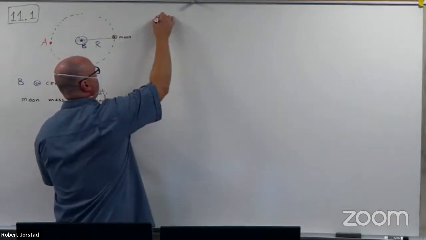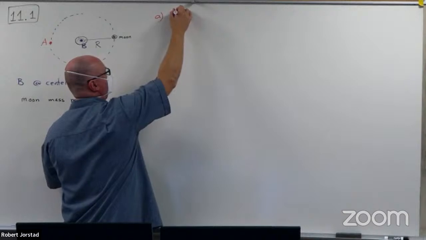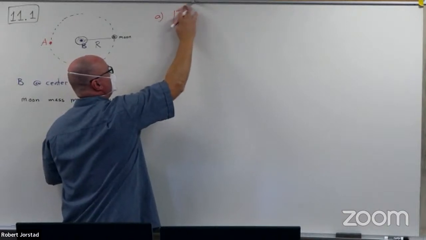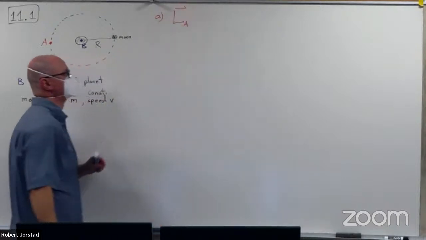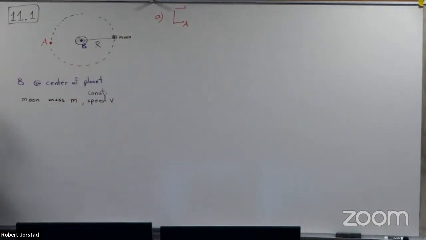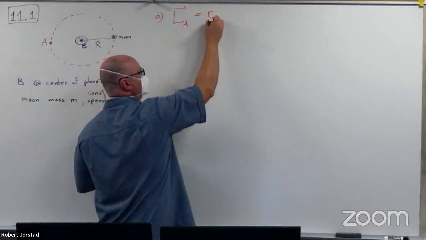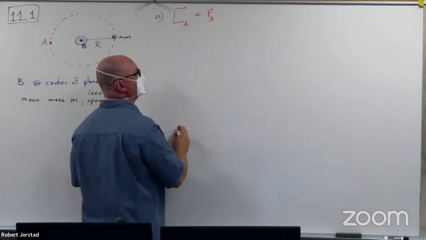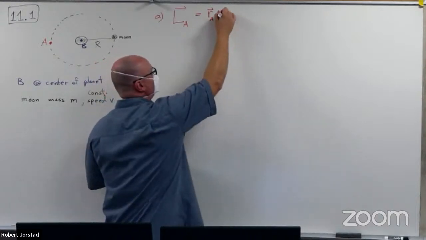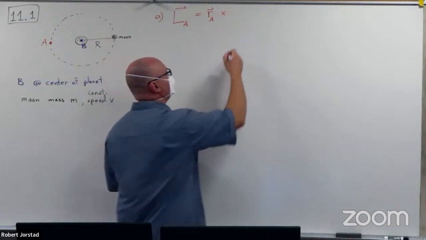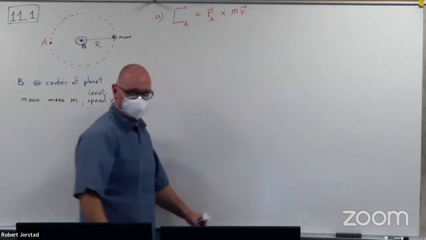Part A. I want the angular momentum about point A. To be clear, what do I need? I need the radius from point A, and I need to cross that with the mass times the velocity, right?